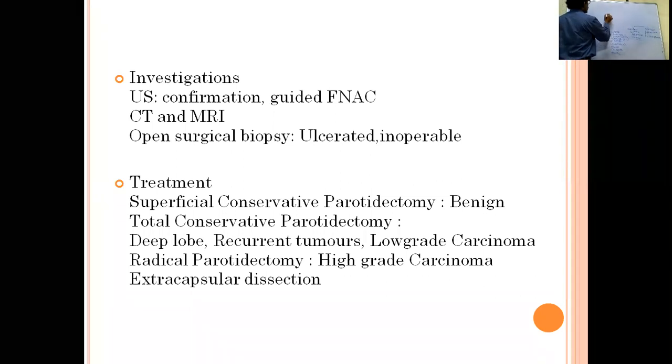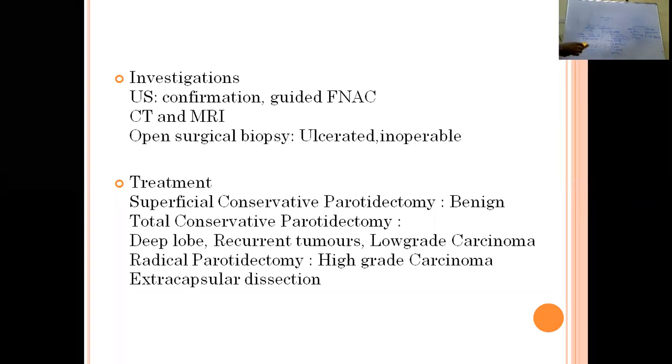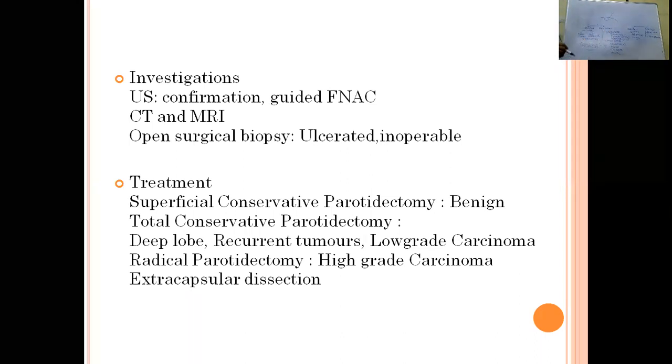So this is the superficial lobe, this is the facial nerve, this is the deep lobe. In superficial parotidectomy, you will remove only this. So that is superficial conservative parotidectomy. Whereas in total conservative parotidectomy, you will remove this also, whereas keep that nerve intact. So that is superficial and total conservative parotidectomy.